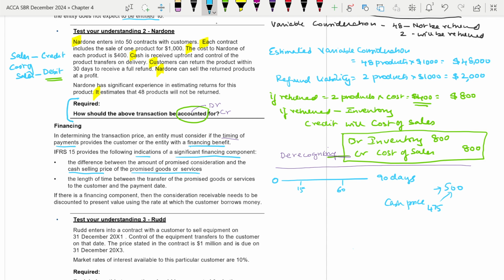We will always ask, tell me, what is the cash price? Immediately, what do we want? We are negotiating. Definitely. Is it right? That is the financing component: the length of time between the transfer of promised goods or services and the customer payment date.